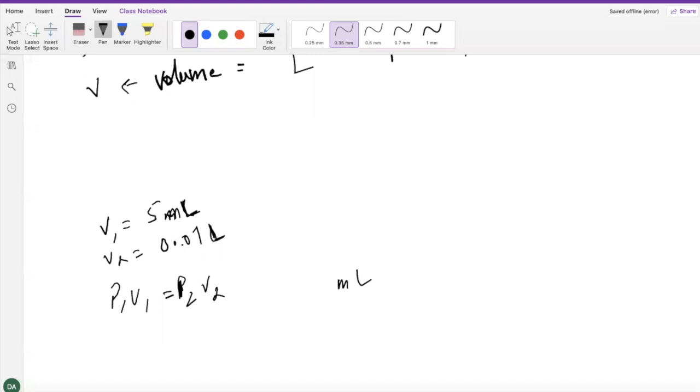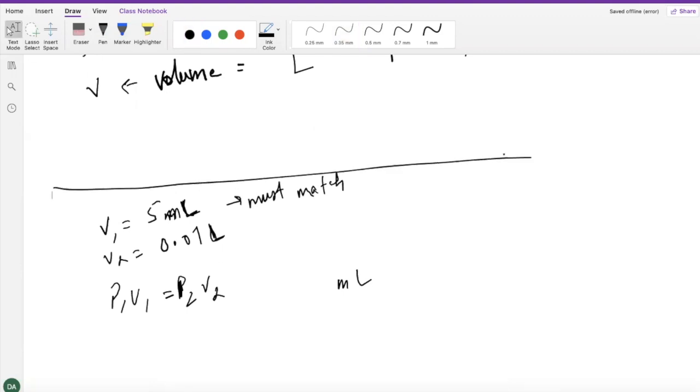So the question will say, okay, what is the volume in liters? Then you know I gotta change the mL to liters. If the question says, tell me the volume in mLs, then you know you gotta change liters to mLs. But they must match.